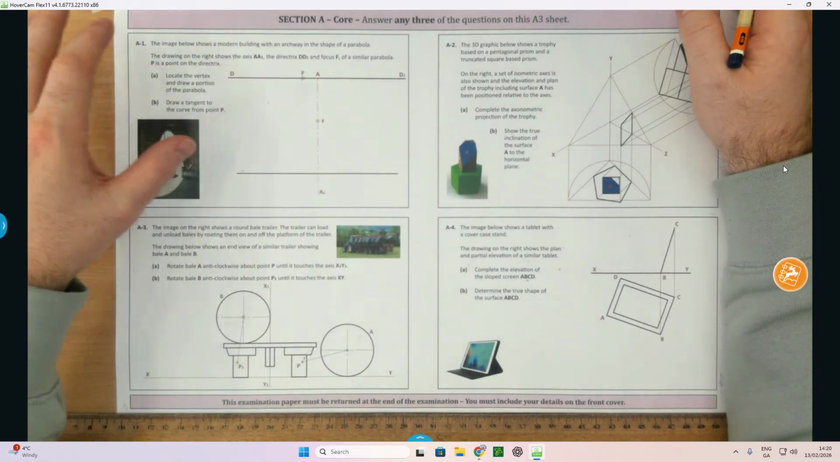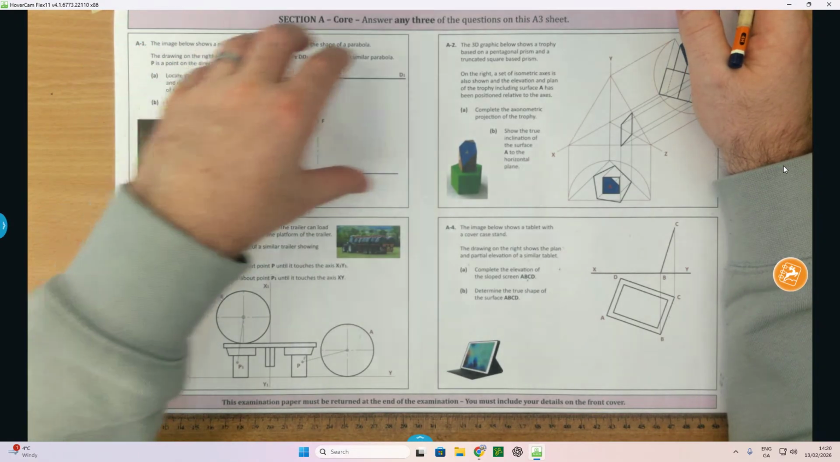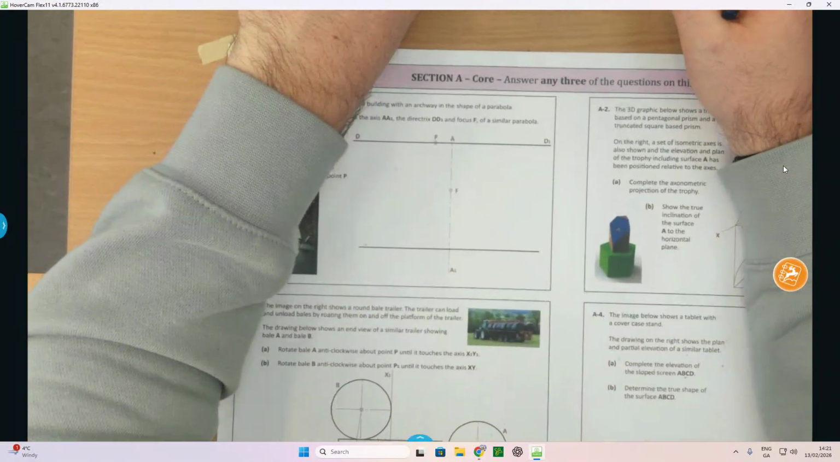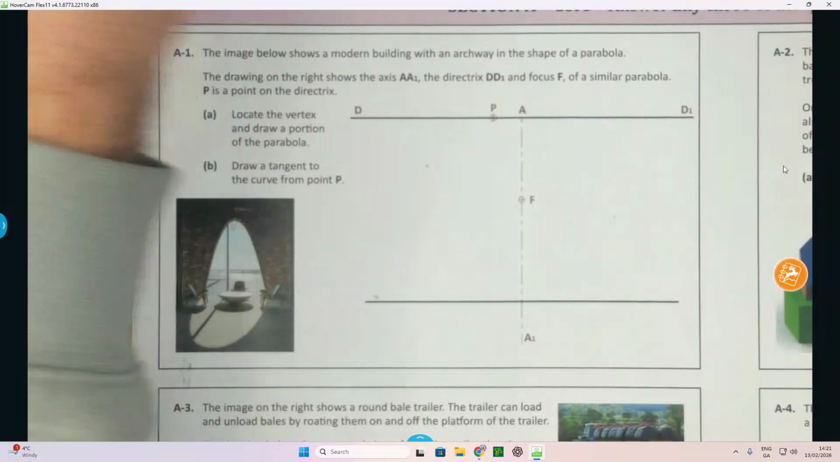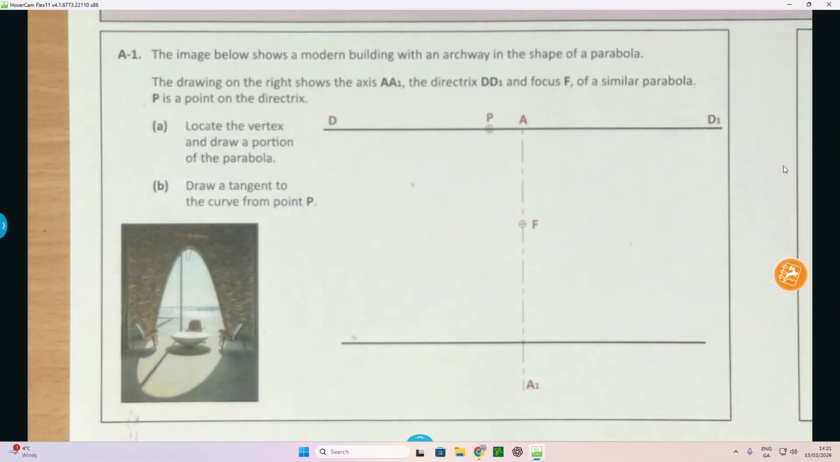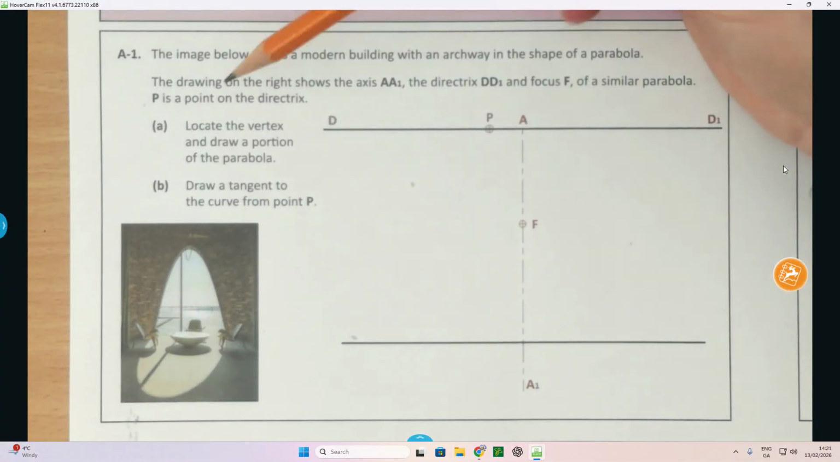For the purpose of this video, I'm going to do them all, so I'm going to start here with A1, on to A2, A3 and finish with A4. So starting with this one, I'm going to zoom in there, let's set that one up. So this question here is based on the topic of conics. Okay, so it's A1, the exam paper.